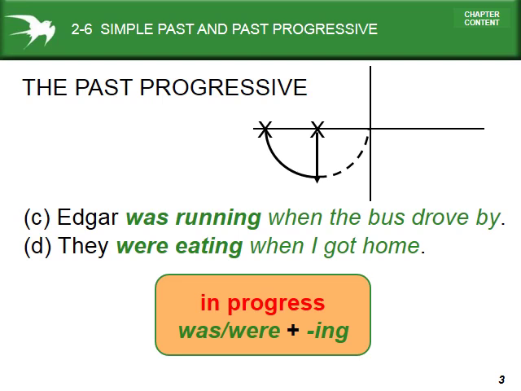So in the first example, Edgar was running when the bus drove by. The first X is the running. The second X is the drove, the bus drove. Similarly, in D, the first X would be were eating, and the second X would be got.